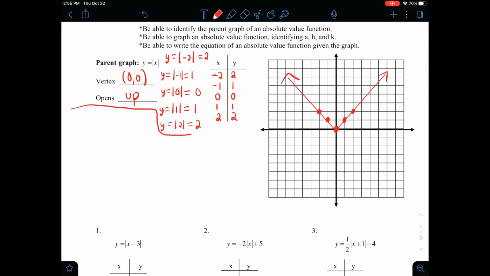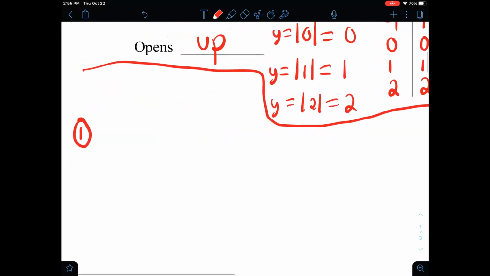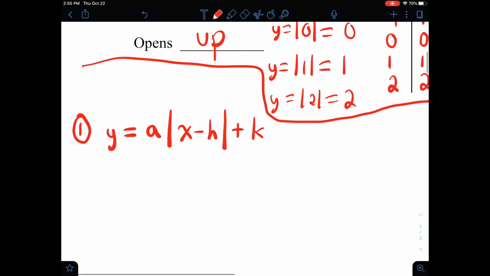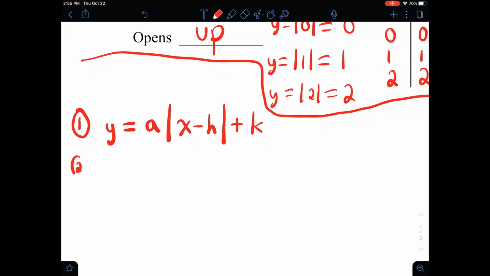All right, so a couple things to keep in mind here. Let's go ahead and make some room. So first thing, let me zoom in a little bit here. The general form of an absolute value function, the general equation we're going to use, is y equals a, that's the absolute value, x minus h, close absolute value, plus k. All right? This is the general form of an absolute value function or equation.